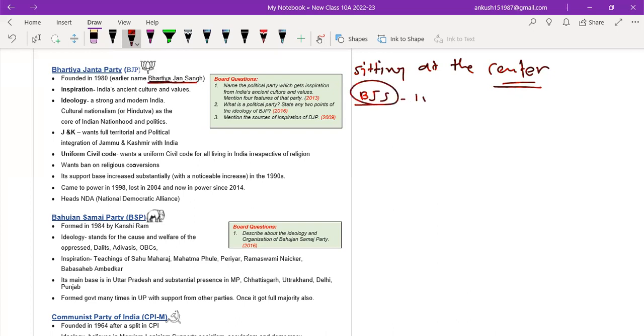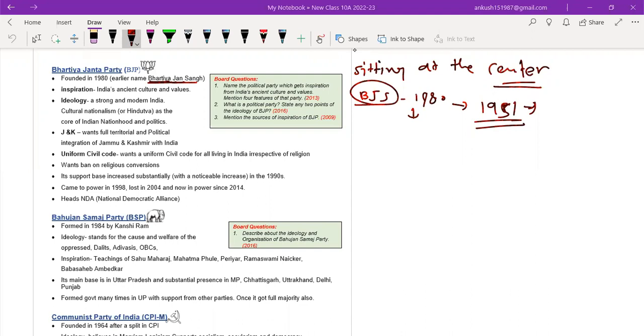BJS was founded in 1980, but it actually existed since 1951 under Shyama Prasad Mukherjee. But it had no recognition and people did not want to support it in those days, because in 1951 the first general elections were held in India after independence. At that time the Congress party was the prominent party, and almost more than half of the country's people were supporting Congress.